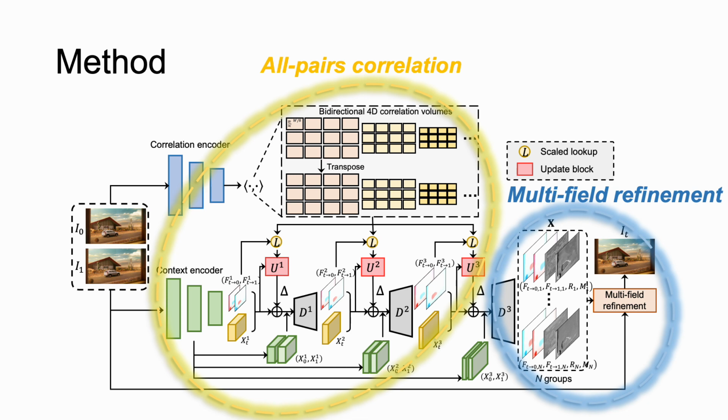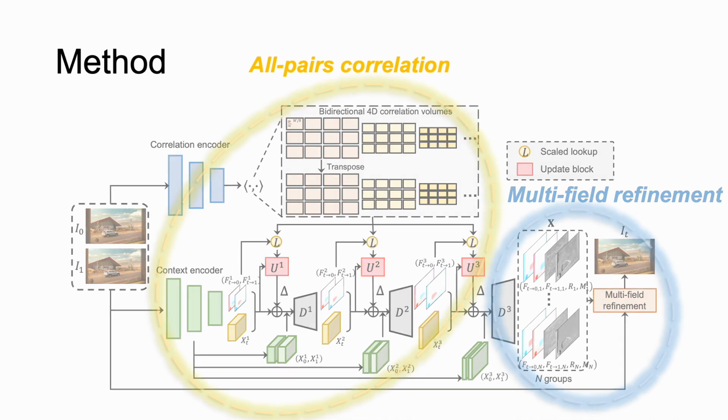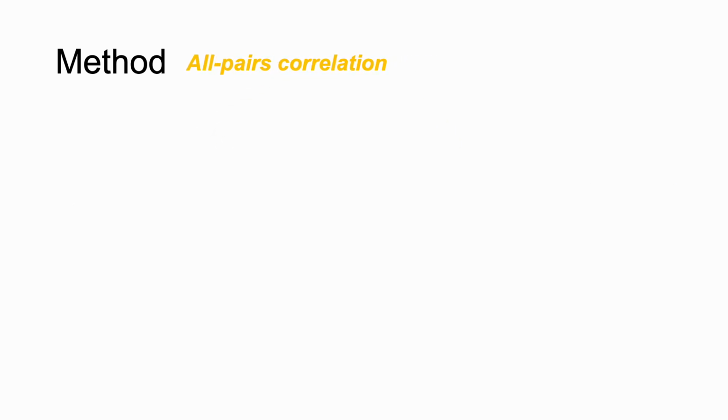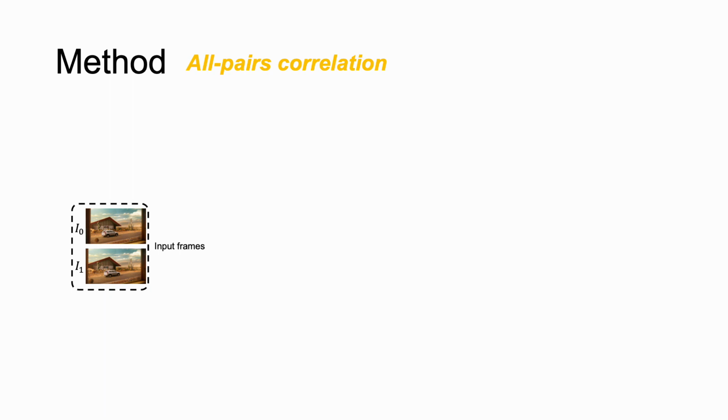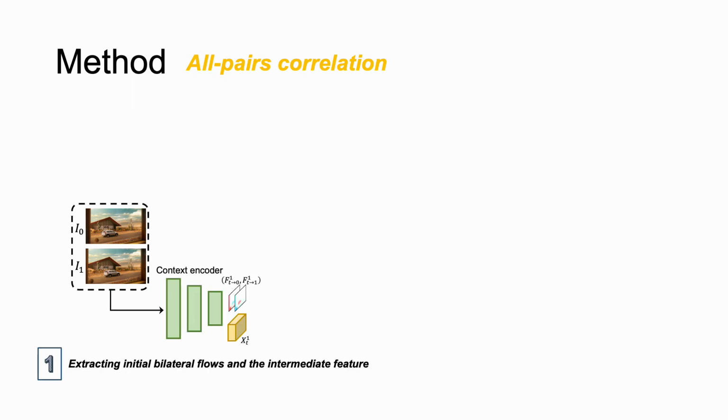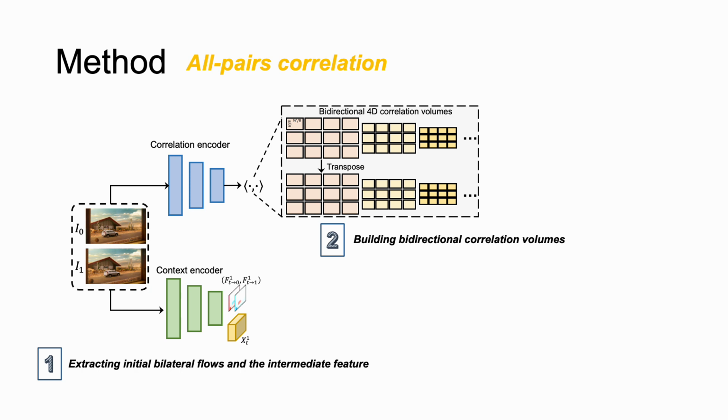Here is the overview of our framework. We now detail the two designs. For the first design, named all-pairs correlation, we first extract initial bilateral flows and the intermediate frames. Then we build bidirectional correlation volumes by transposing the unidirectional correlation volume.